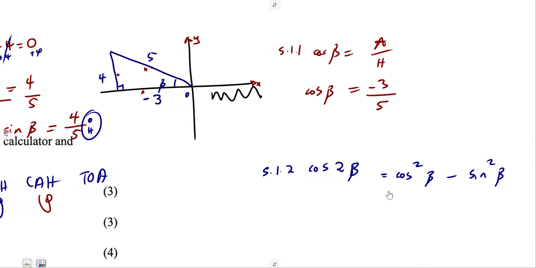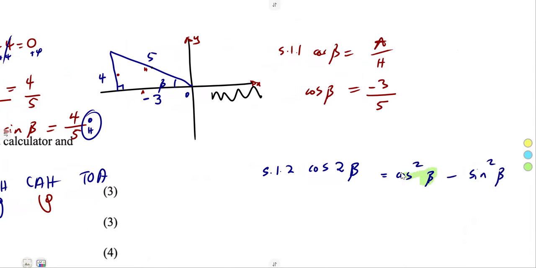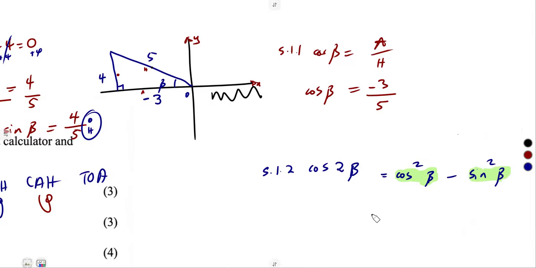So here, what does it mean? I just have to substitute because I have the cos of beta, I have that one. I also have the sine of beta. So substitute, but do not forget to square the values as they are given with the square. That is the condition. The cos of beta is what? Negative 3 over 5, but that must be squared, minus the sine of beta.